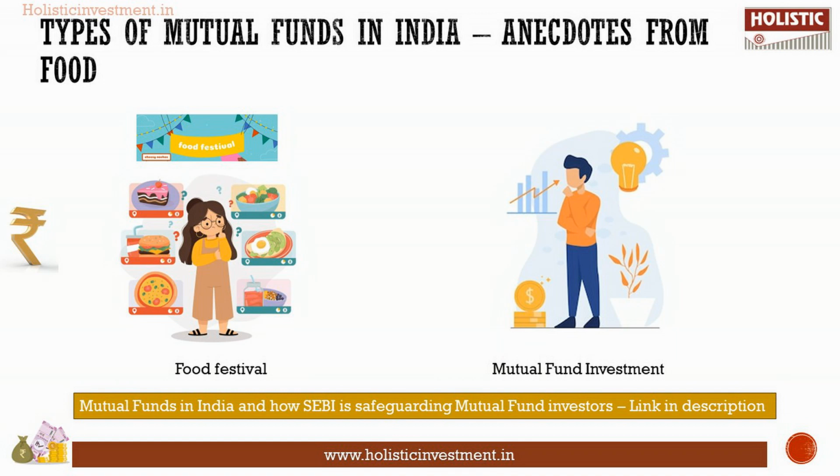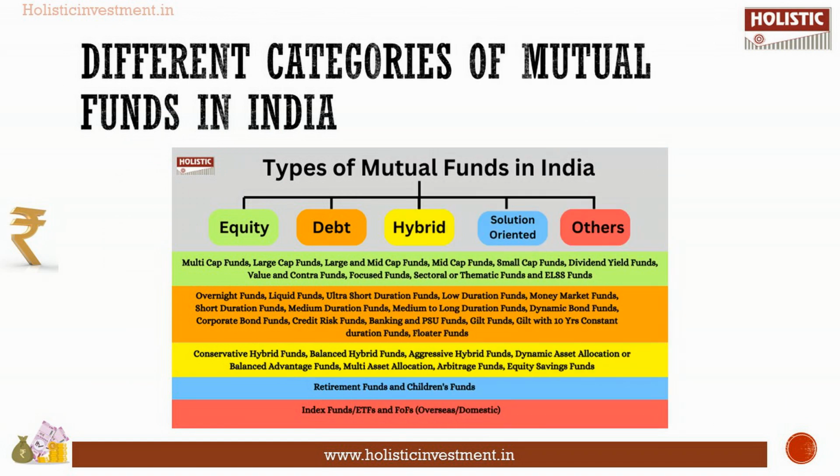Categories of mutual funds in India. There are different categories of mutual funds. This image provides a full universe of types of mutual funds available in India. We have 37 in total: 11 in equity, 16 in debt, 7 in hybrid, and 2 in solution oriented. We will be discussing each subcategory in detail.